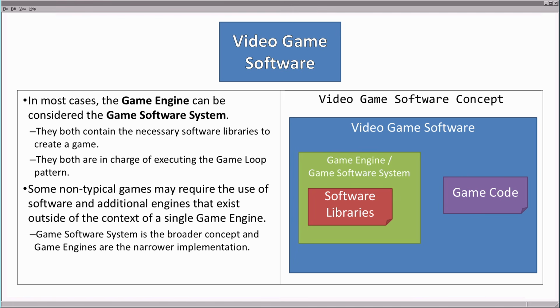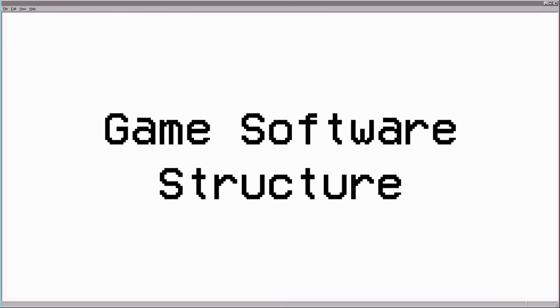In most cases, the game engine can be considered the same as the game system. They both contain the necessary software libraries to create a game. They both are in charge of executing the game loop pattern. Some non-typical games may require the use of software and additional engines that exist outside of the context of a single game engine. We keep in mind that the game software system is a broader concept, and game engines are a narrower implementation. Understanding all of this, today we begin discussing how game software structures work.